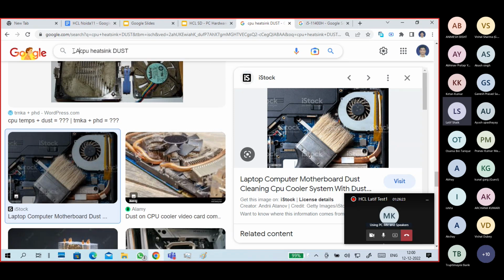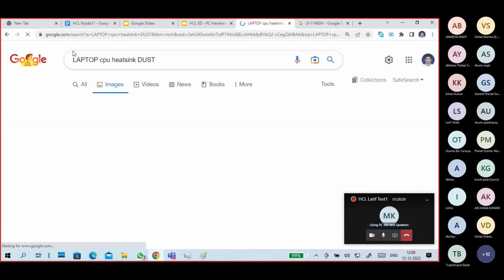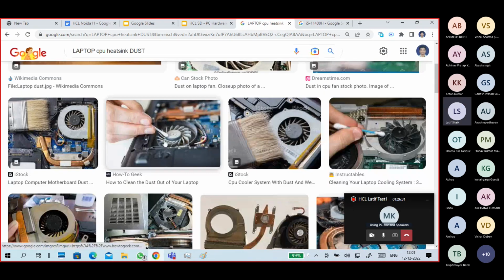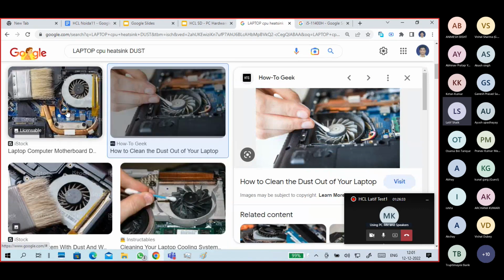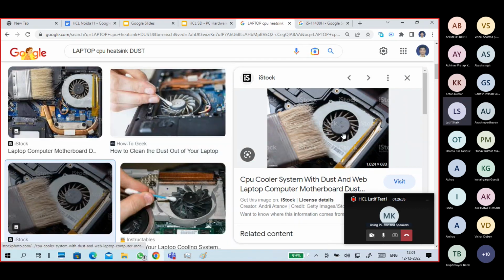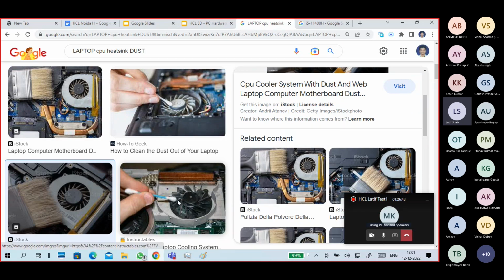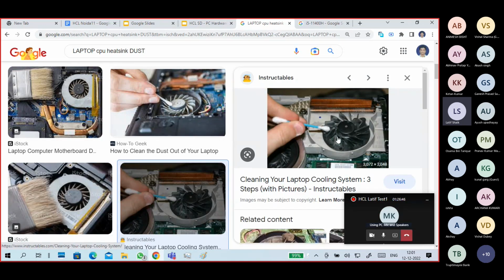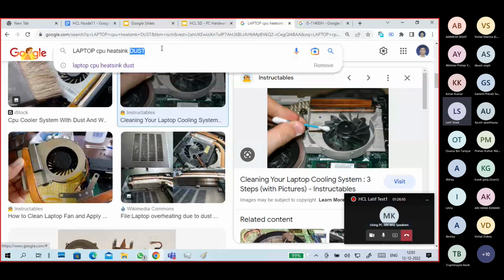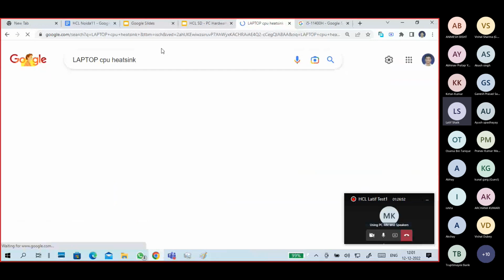If you go to a laptop, okay, this is a laptop heatsink. It is not the heatsink, it is a fan only, which blows air outside of your processor. If there is dust, the dust also blocks that airflow. Okay, next one is the heatsink.